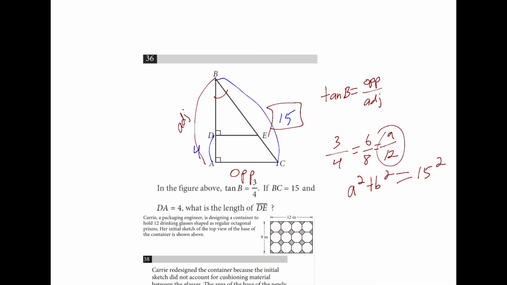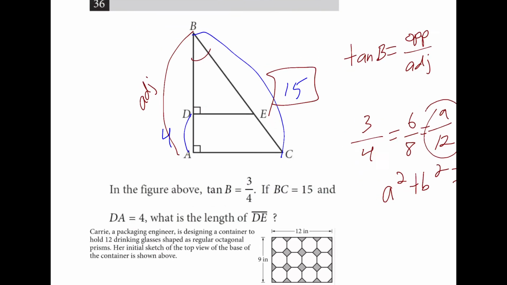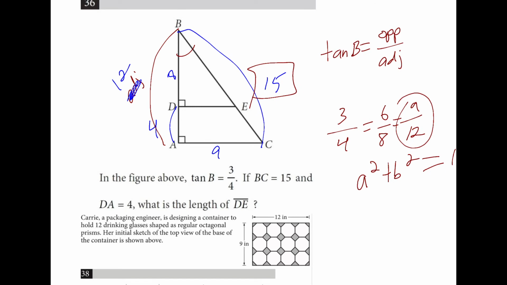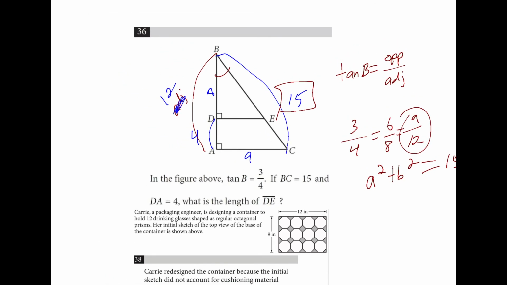So these are going to be the ones, 9 and 12, which means that this distance over here is 9, and this larger distance here is 12, and that means that this is 8, and they want to know what DE is. So we have a ratio. We can say something like 8 is to 12 as x is to 9. That would be one way to find the answer of 6. There's other ways to set that up.